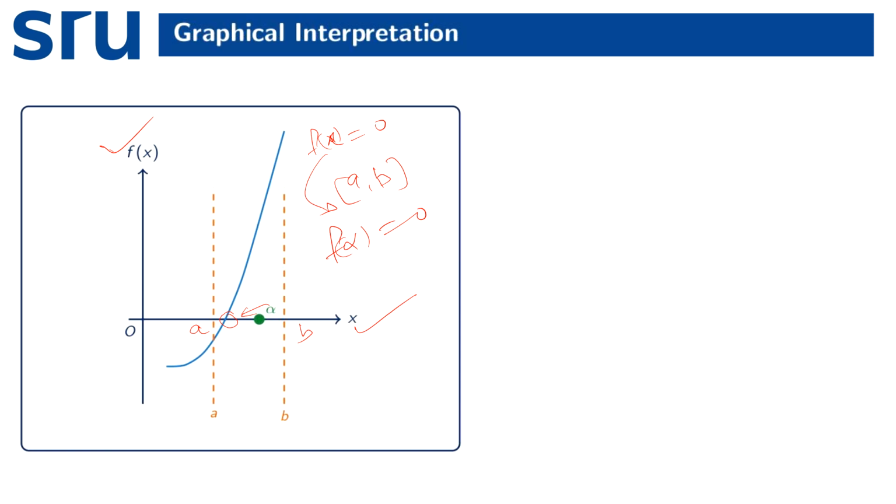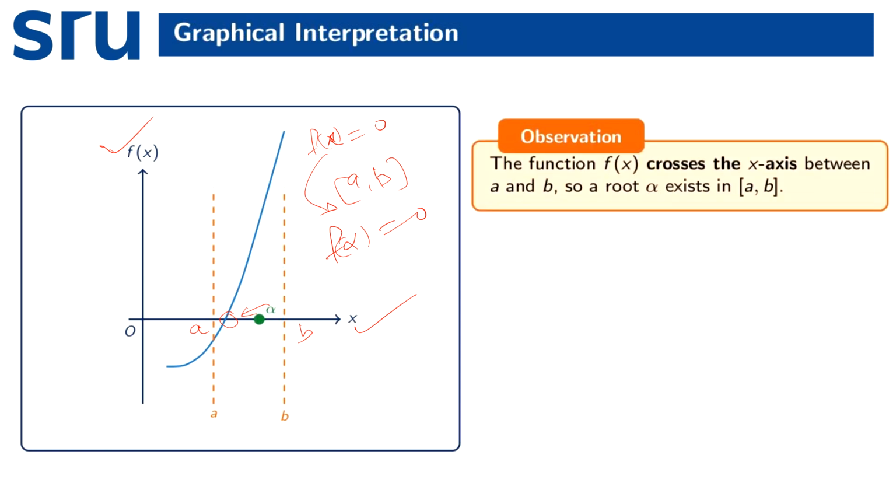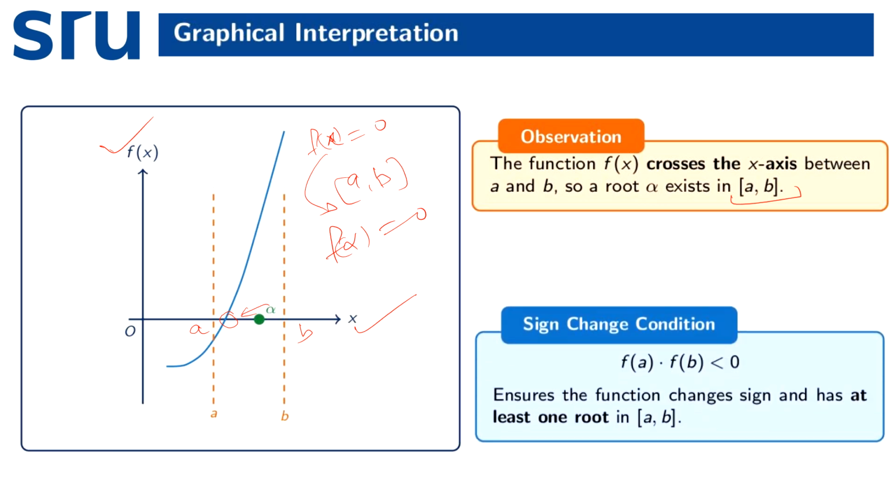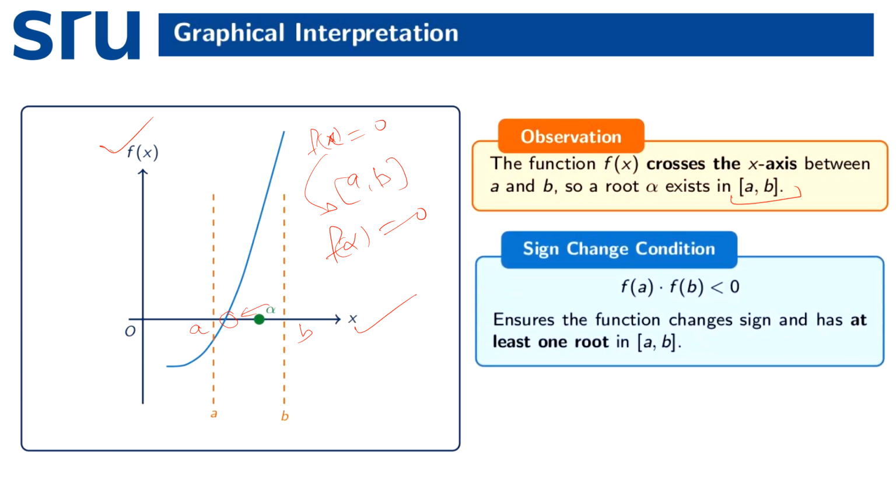Now let us move to the observation given on the slide. If the function crosses the x-axis between a and b, then we can confidently say that our root will lie in this interval a to b. But how do we identify such an interval mathematically? This is where the sign change condition comes into the picture.